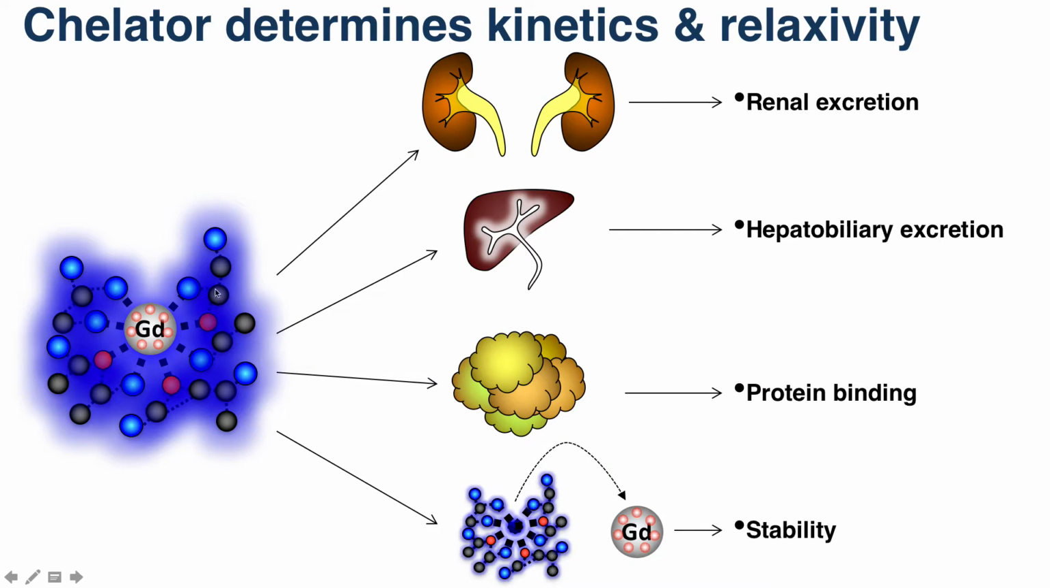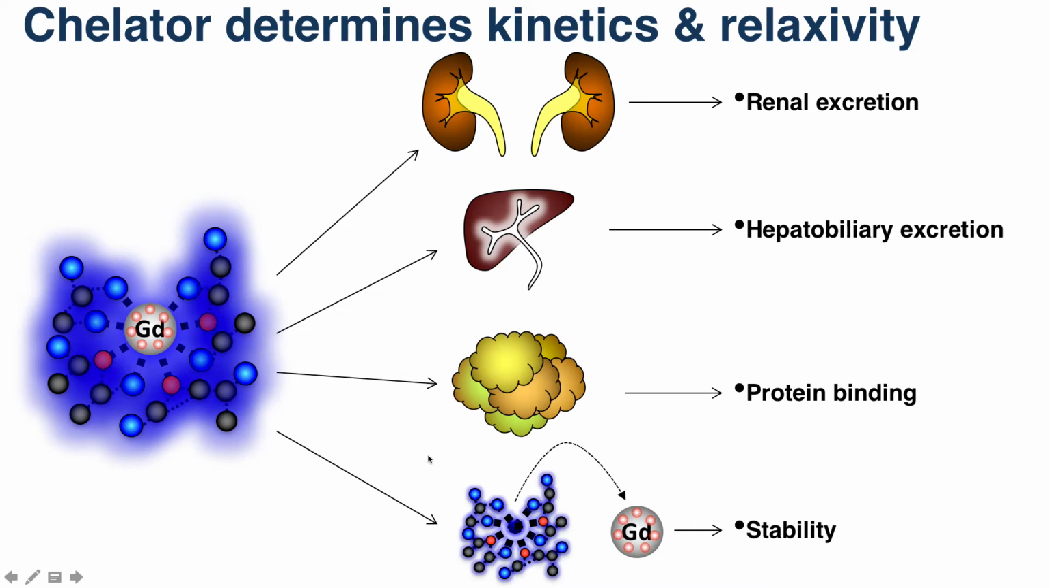So this chelator is what allows us to give gadolinium without killing people. This chelator determines how much of the contrast agent gets excreted from the kidneys. It determines how much of this contrast agent gets taken up by liver cells and excreted into the most important, third most important organ in the human body, which is the biliary system. This chelator is what determines whether it binds to proteins, and we now know that if it binds to proteins, it has more bang for the buck.